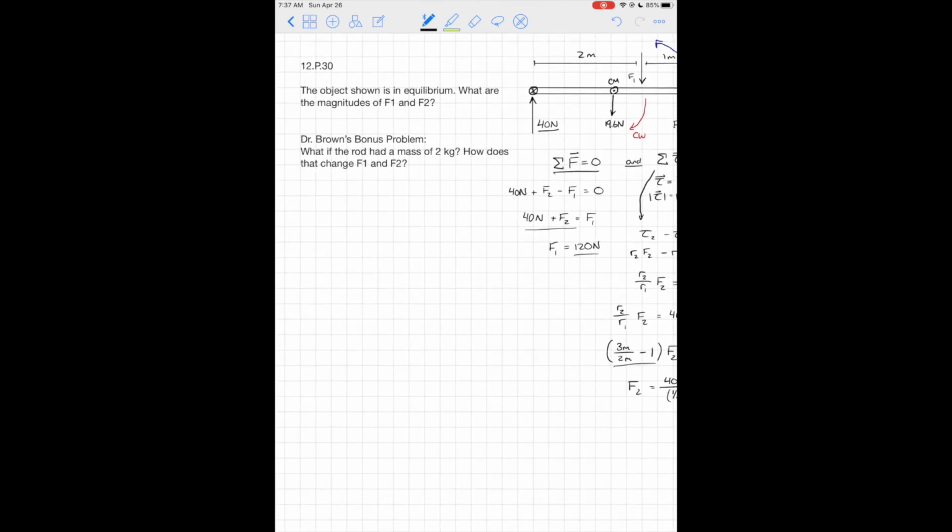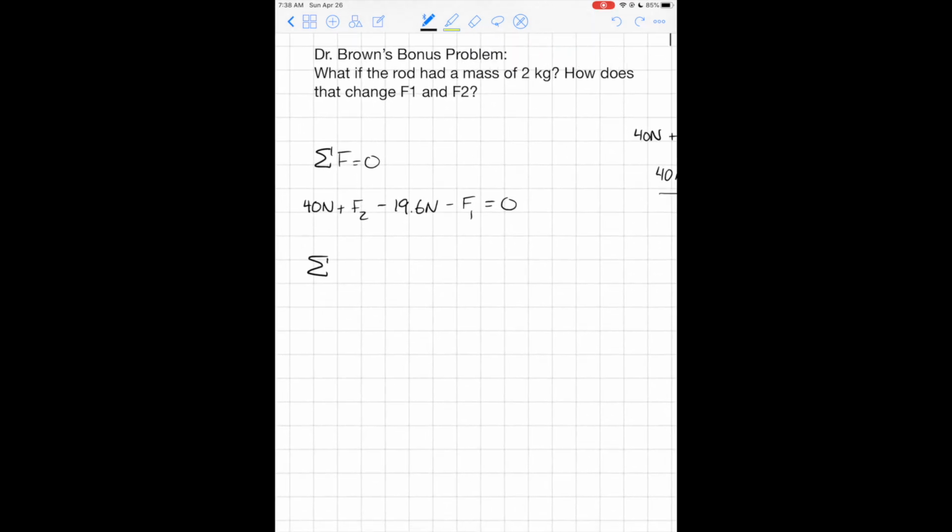If I think about the sum of my forces now equal to 0, I have 40 newtons plus F2 minus 19.6 newtons minus F1 equals 0. So that changes things a little bit. And if I think about my torque equation, essentially this sets up the same thing. F1 is equal to something plus F2. That something is just a little bit less now.